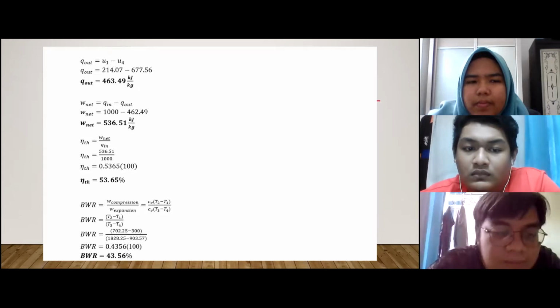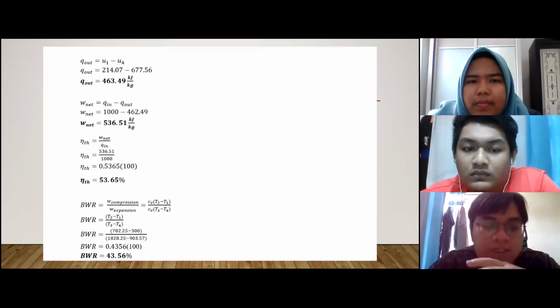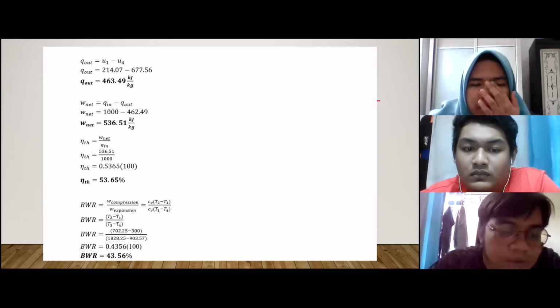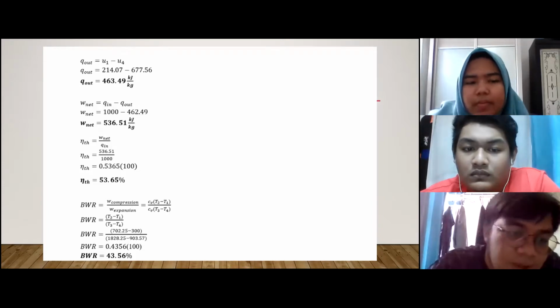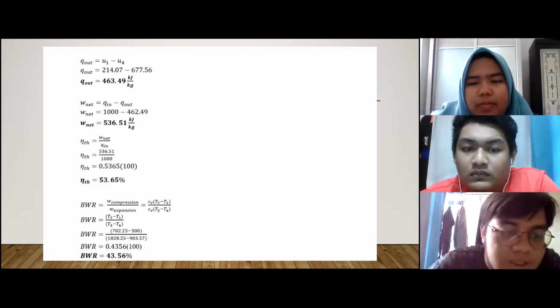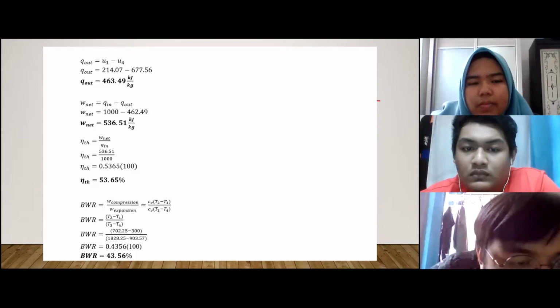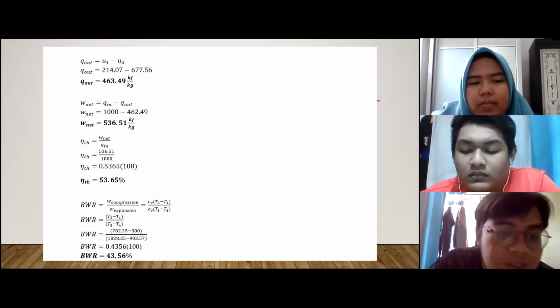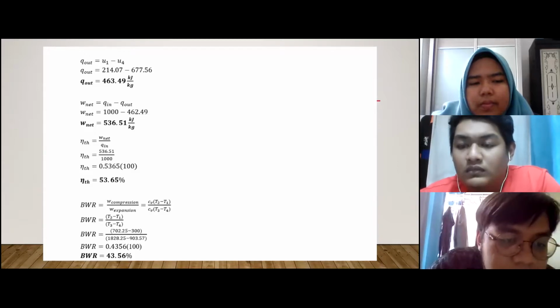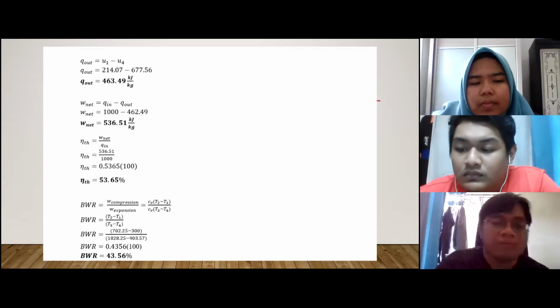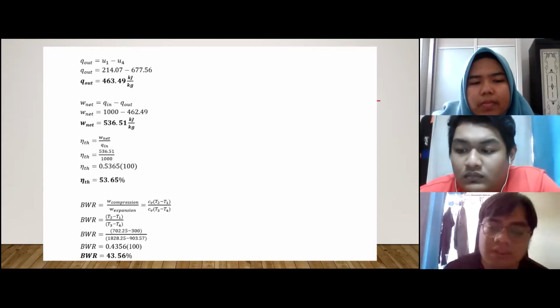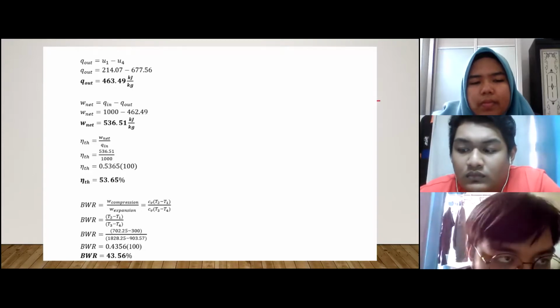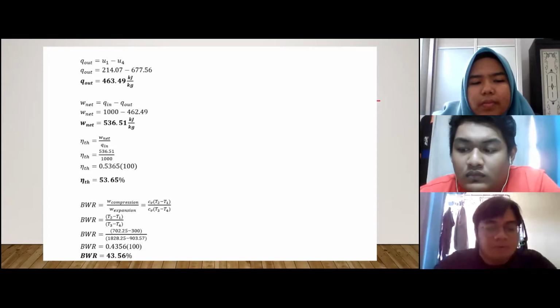After that, we must calculate the efficiency of this assumption. So the formula is efficiency equals the W net over Q in. 536.51 over 1000, so we get 53.65%. So for efficiency.